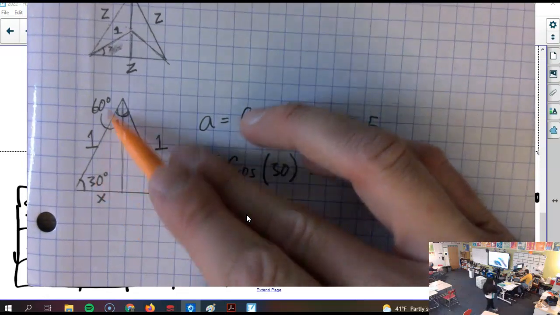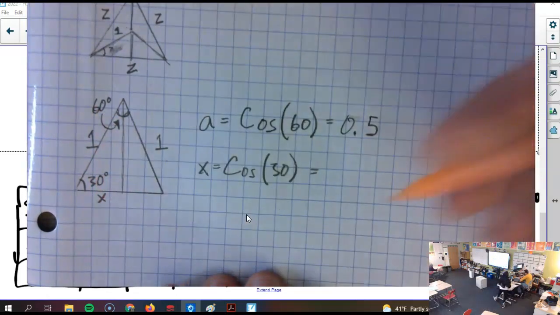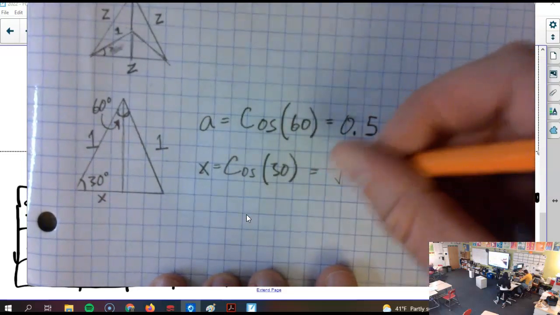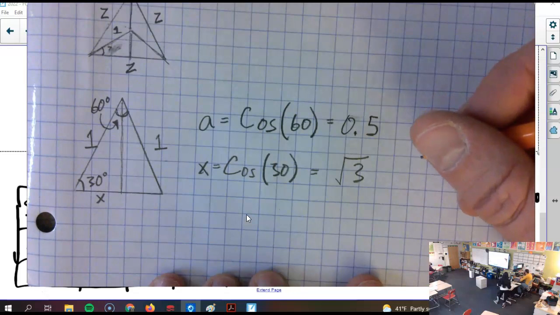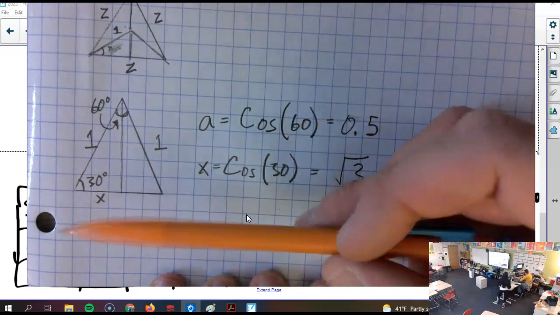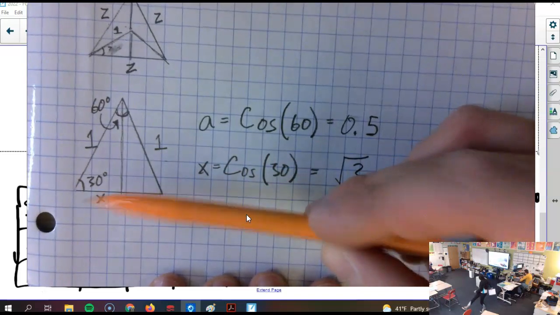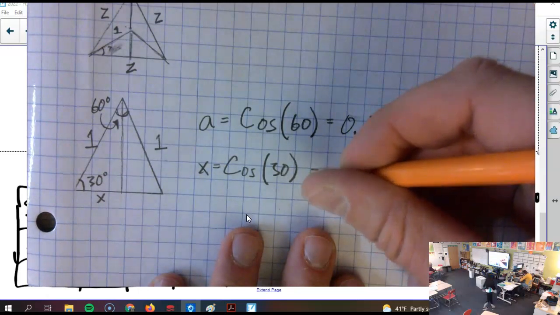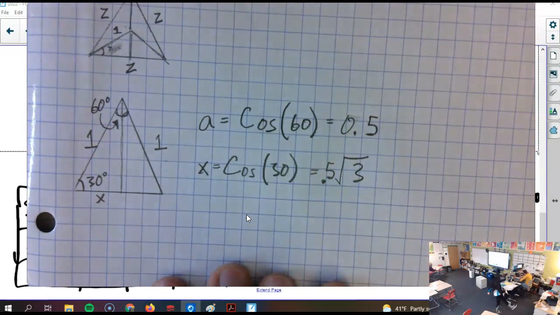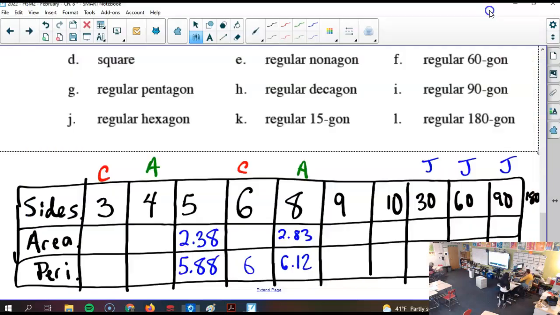That's why I tried to get you to memorize that these are all multiples of 3. So wait, this is radical 3, which is like 1.7. Oh, because it's the long side, even though it looks wrong here, times the short side. So 0.5 radical 3. Okay, now I can do it. Now you can run with it. Check. That was right.